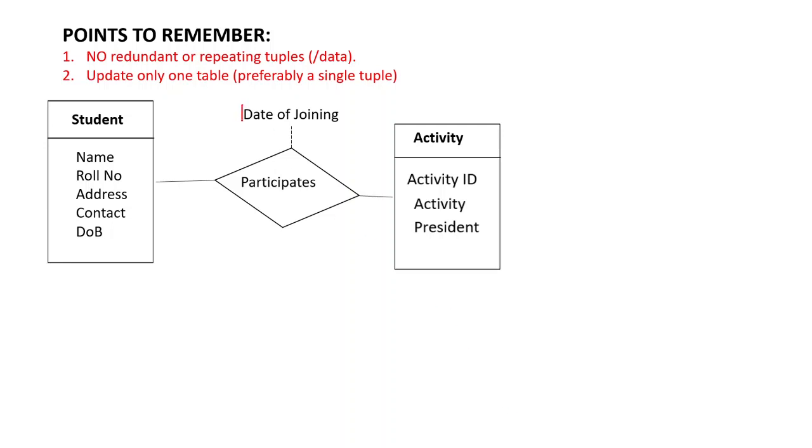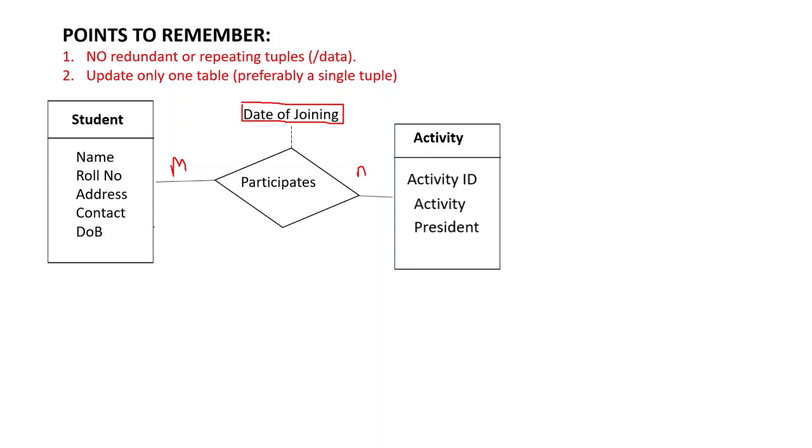Now let's move on to this particular case. Okay, so this is an m:n or n:n, whatever you call it, that is a many-to-many relationship between student and activity. A student can participate in many activities and each activity has many students enrolled in it.